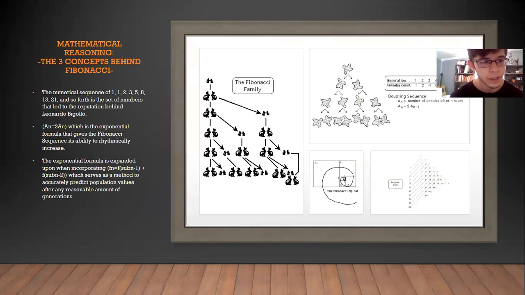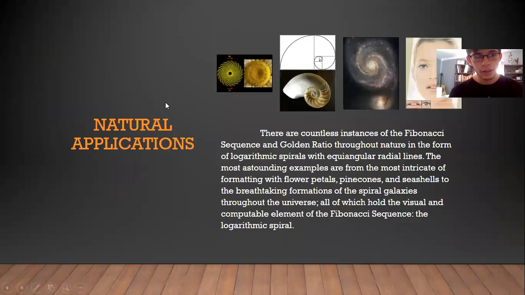And with that, you have the exponential formula that gives the Fibonacci sequence its ability to rhythmically increase as well as just double over time, essentially. And with that, you have the exponential formula, which serves as a method to accurately predict population values as well as the progression of population as generations come and go.